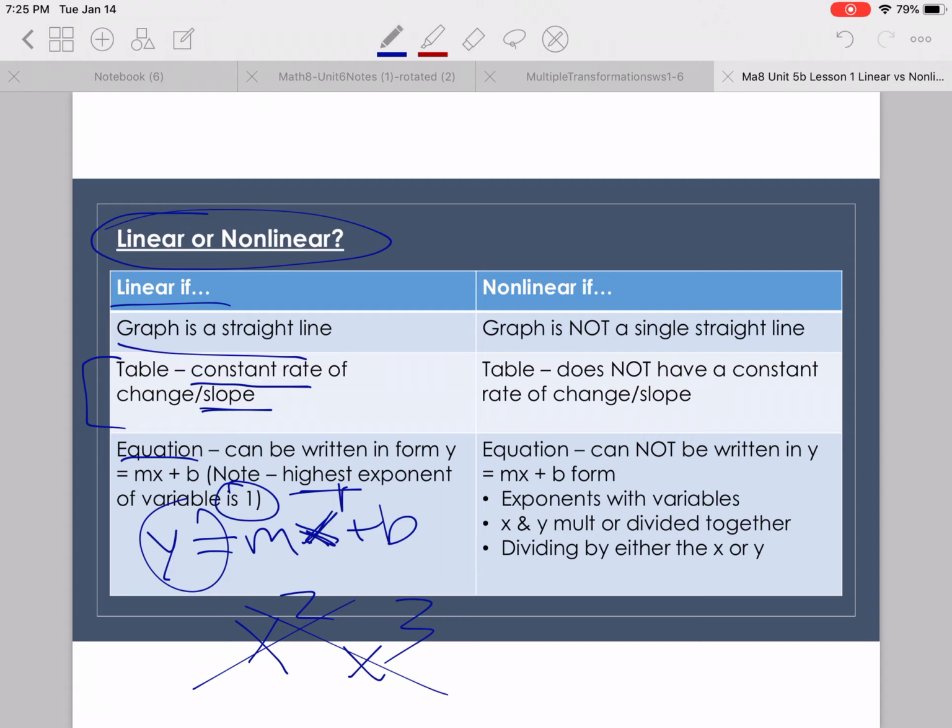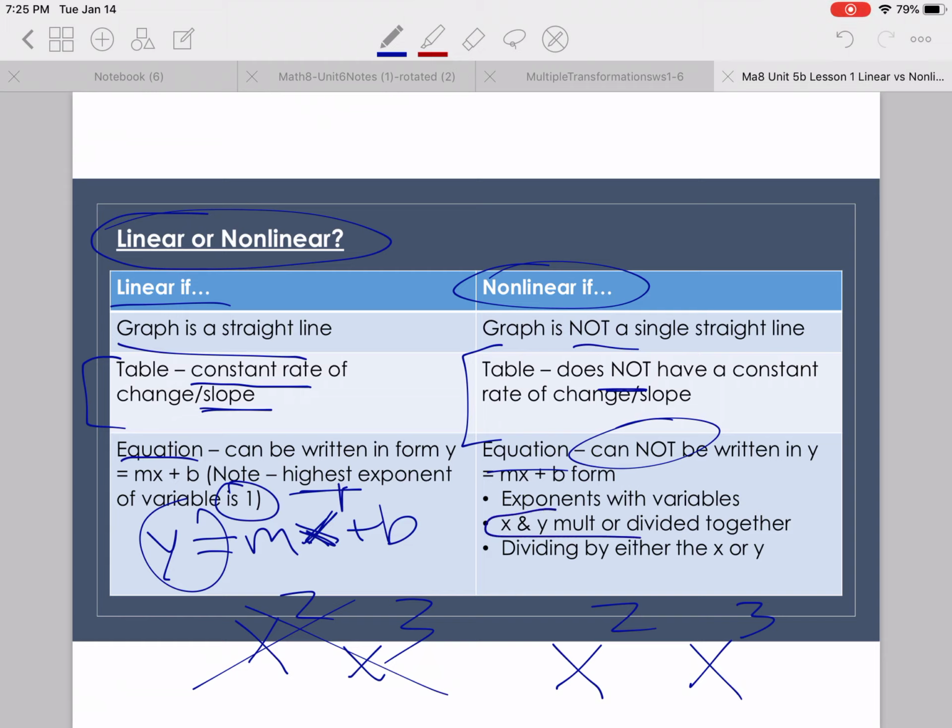Now, nonlinear, of course, would be the opposite of these situations. The graph, if you're looking at the visual picture, there's not a straight line. The table, if you're looking at the XY table, there's not a constant rate of change or slope as you're going across, so the pattern changes maybe every time. And then lastly, the equation can't be written in the form y equals mx plus b, most likely meaning that you have an x squared or an x cubed.